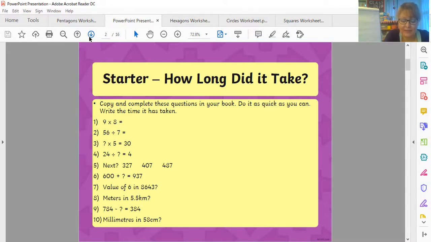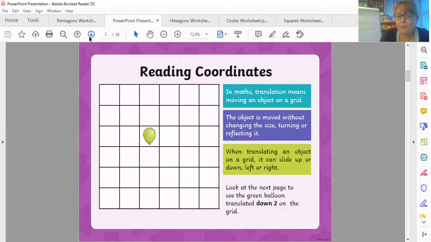Number 8 is 5,500. Remember you're multiplying by 1,000. Number 9 is 400. And number 10, remember you're timesing by 10 to get those millimeters. So that makes it 580. How did you get on? Good, I hope so. Right, so reading coordinates then today and moving objects.